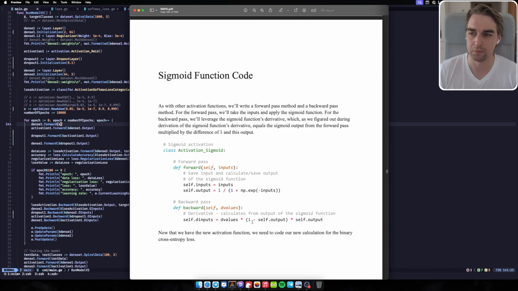Should be pretty easy. As with other activation functions, we will write the forward pass method and the backward pass method. For the forward pass, we will take the inputs and apply the sigmoid. For the backward pass, we'll leverage the sigmoid function's derivative, which, as we figured out during the derivation, equals the sigmoid output from the forward pass multiplied by the difference of 1 and the output. So I assume that the derivative calculates from the output.